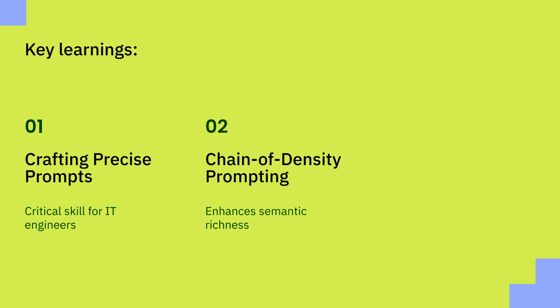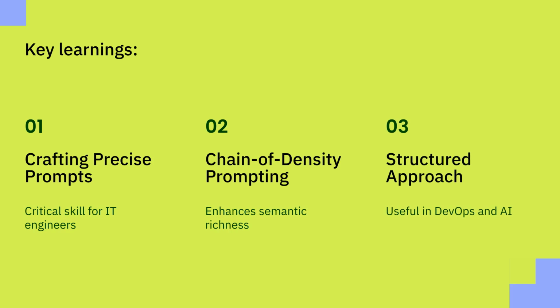Unlike traditional prompt engineering, CoD prompting gradually increases the semantic richness of a response, refining and expanding ideas step by step. This structured approach enhances the depth and clarity of AI-generated content, making it particularly useful in fields like DevOps automation, software development, and AI-driven documentation.